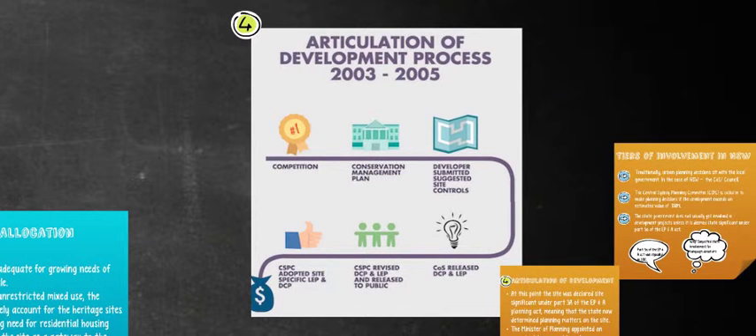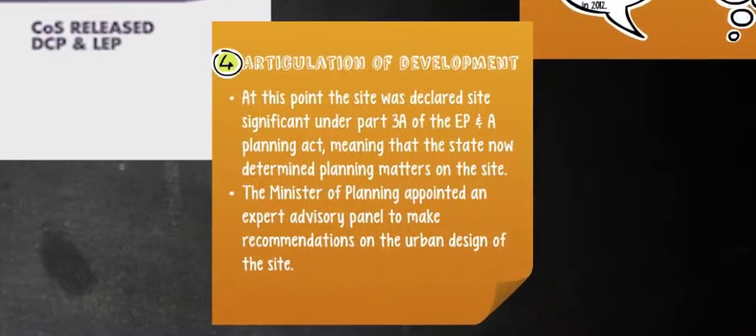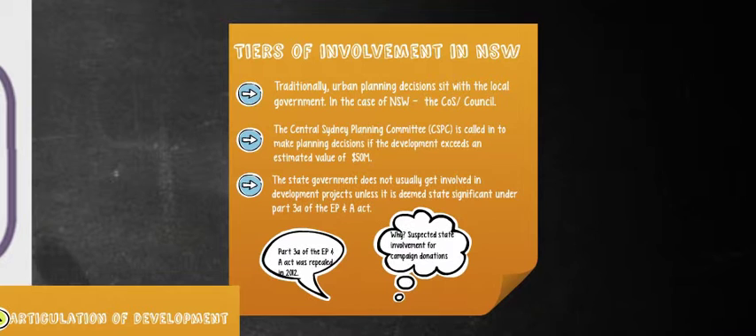The articulation of development process is the process by which the development controls and land use plans are established. The developer, the CSPC, and the City of Sydney were involved in the 2.5-year negotiation before the LEP and DCP for the site were finalised. It was at this point in the process that the New South Wales State Government took over the planning decision-making role under Part 3A of the EP&A Act. This was unusual as the urban planning responsibility usually sits with the local government in Australia.